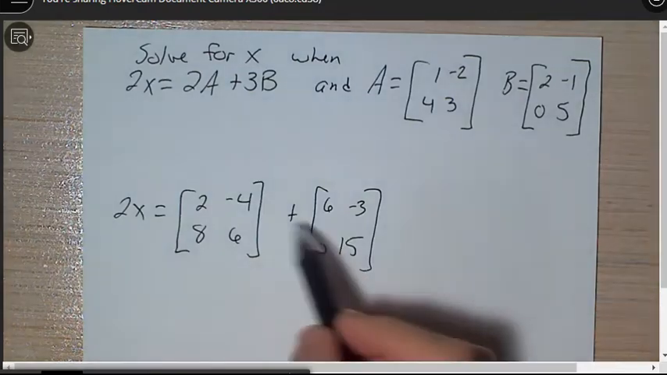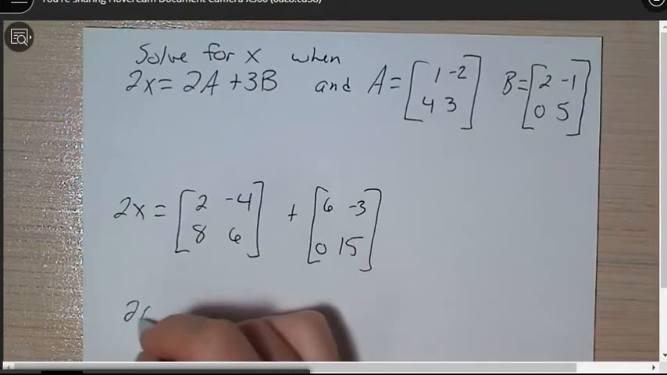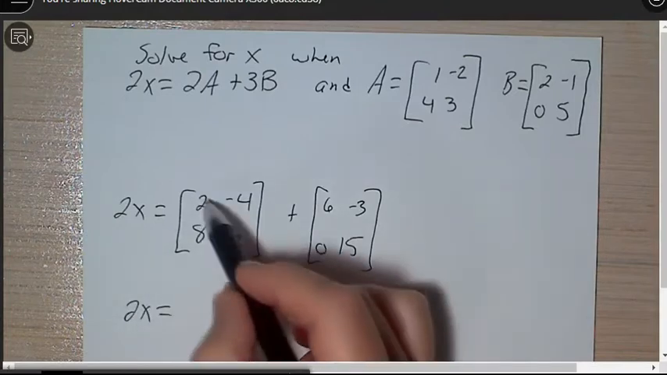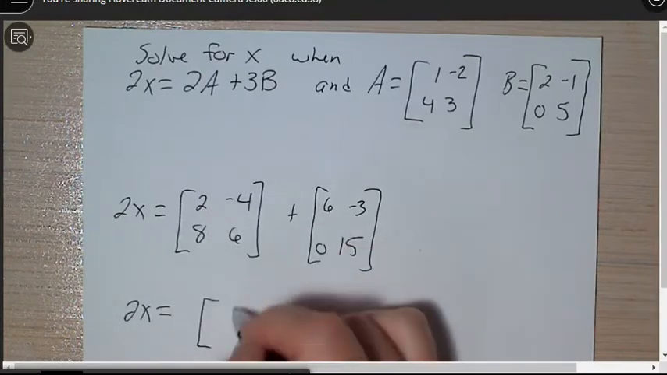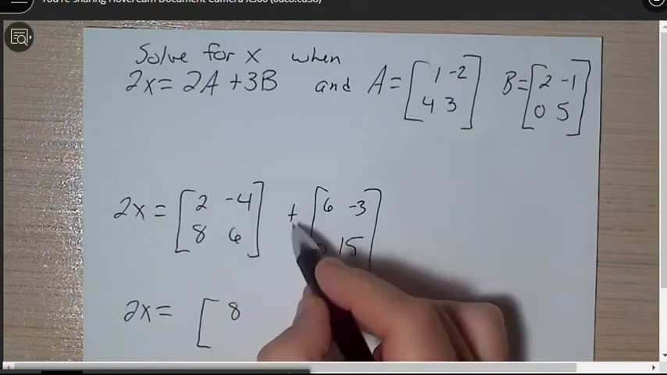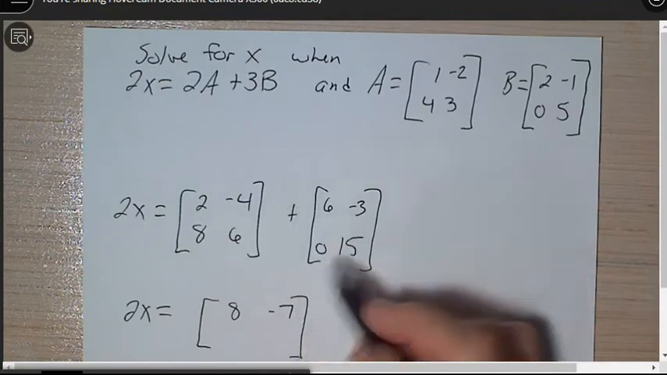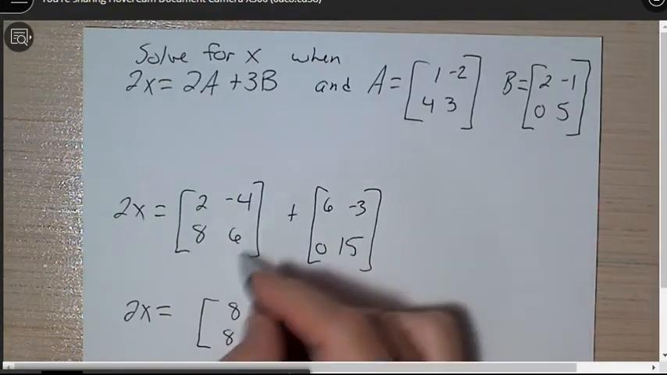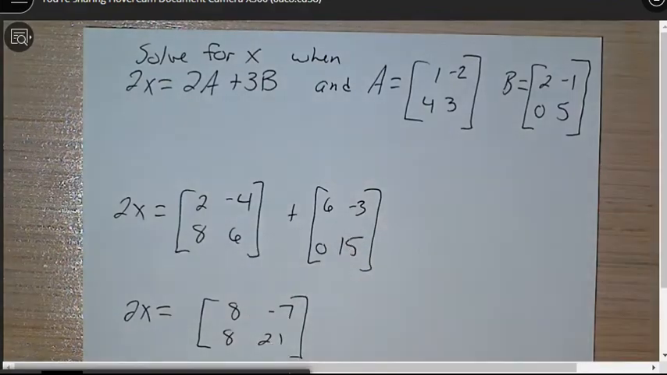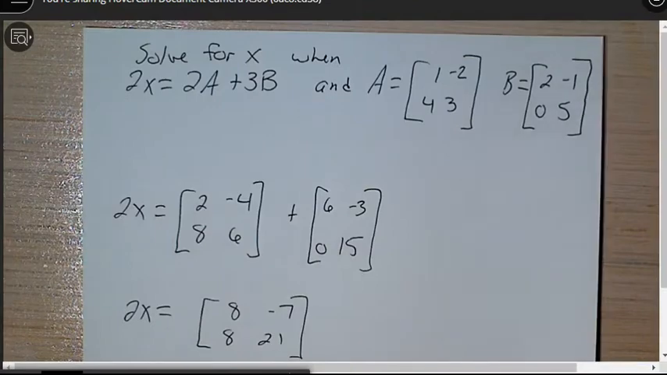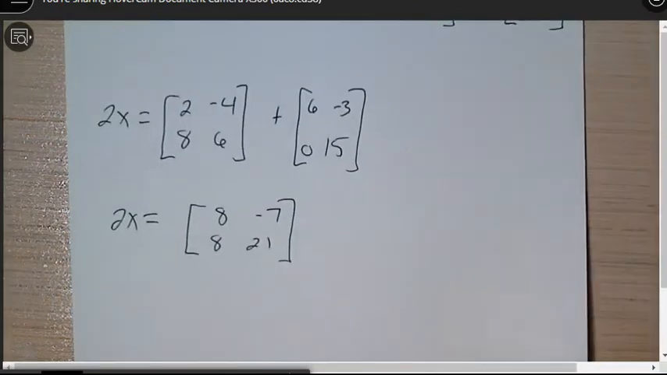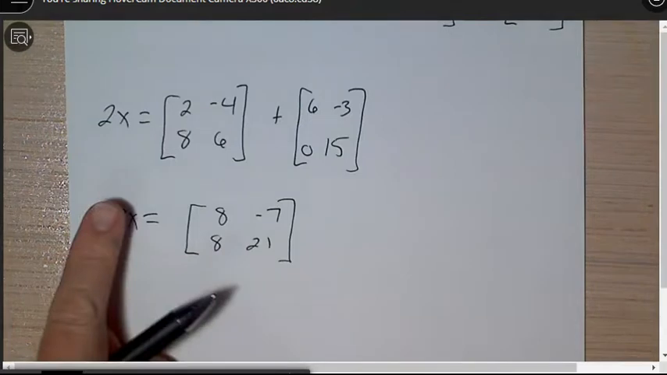Okay, you've got the addition sign here, so go ahead and put these two things together. That's 2 plus 6 for 8, -4 plus -3 for -7, 8 plus 0 is still 8, and then 6 plus 15 is 21. All right, if that was x, we would be good to go.